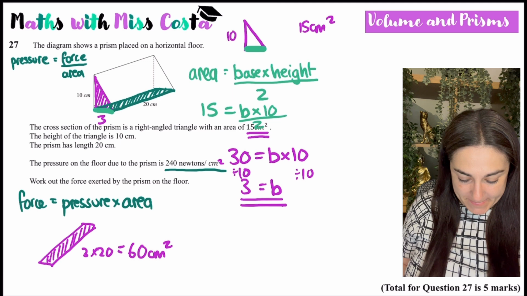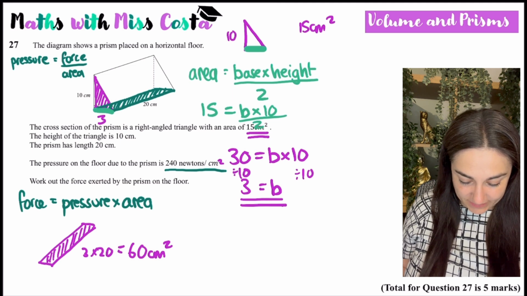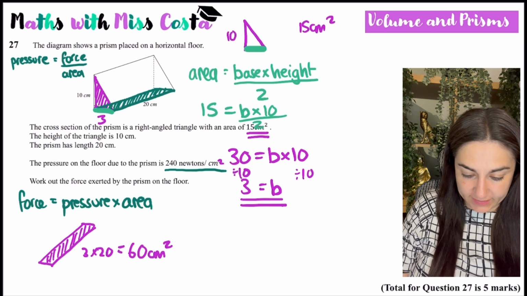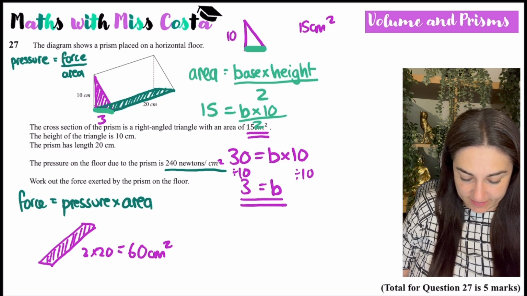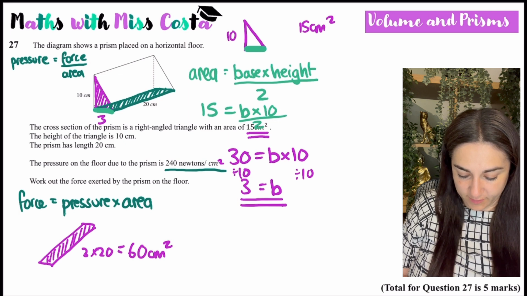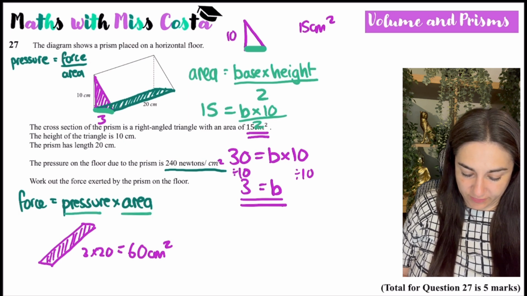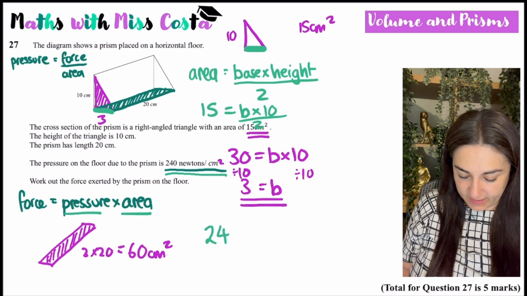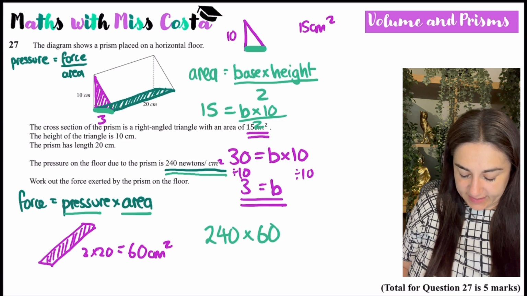So that's the area. And to work out the force, all I do is pressure times area. They've told me the pressure is 240 newtons. So what I'd do is 240 times by 60.